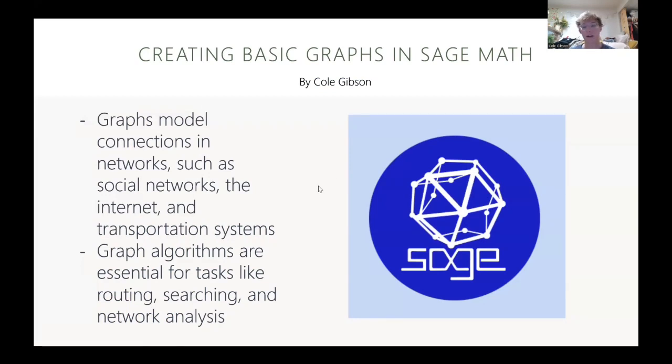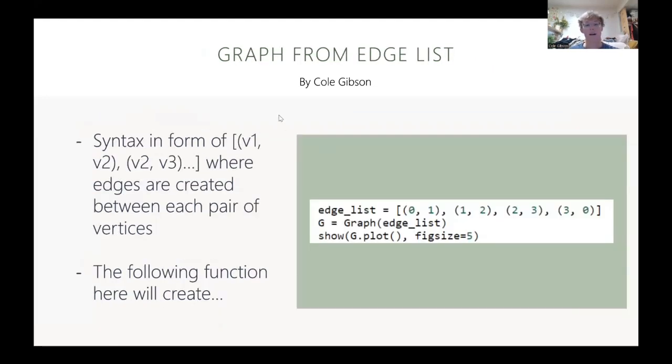To begin, I just wanted to give an introduction of how graph theory can be used in real life, such as in topics like computer science. Graphs model connections and networks, such as social networks, the internet, and transportation systems, with their algorithms essential for tasks like routing, searching, and network analysis. These are all very complex topics that can be broken down into components such as basic graphs for better understanding. So to begin, I'm going to explain how to make a graph from an edge list.